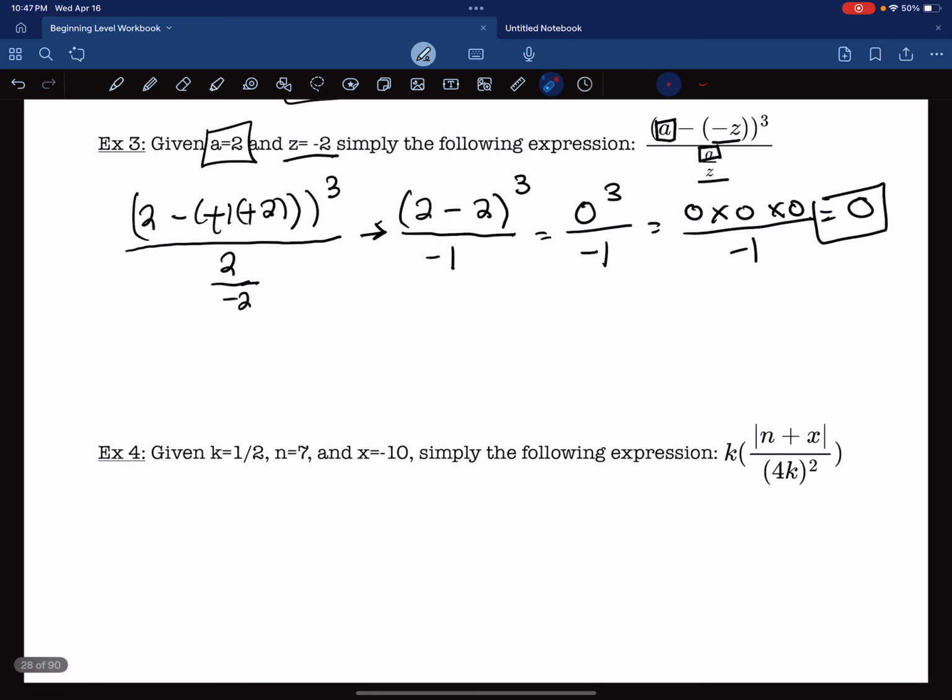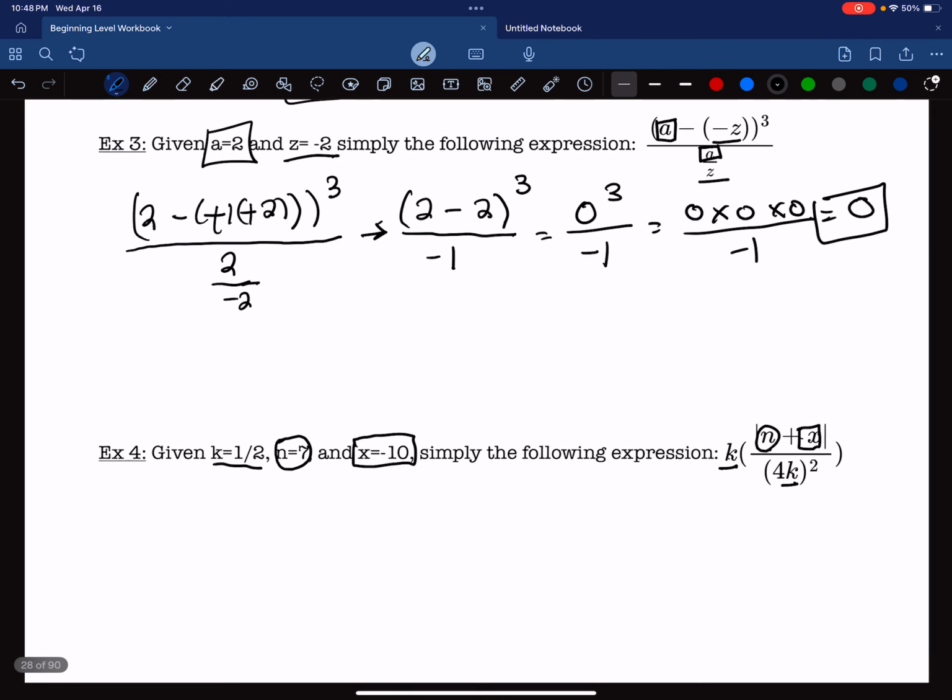Okay. So now let's work with this one. So we are given three values. So one of them, let's underline k. Let's circle n, and let's box x. So we can underline k. We have an n, so we're going to circle it. We have an x, so we're going to give that a box. And then we have another k, so we're going to underline it.